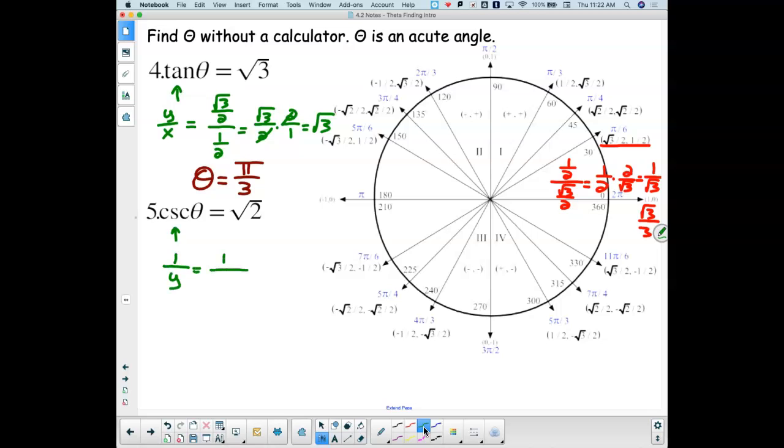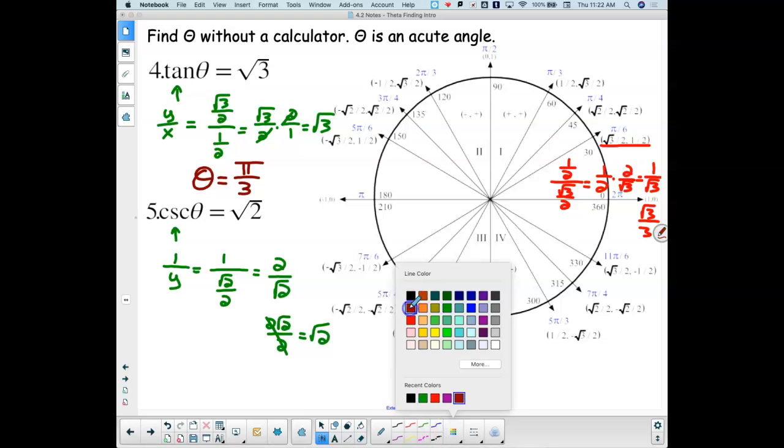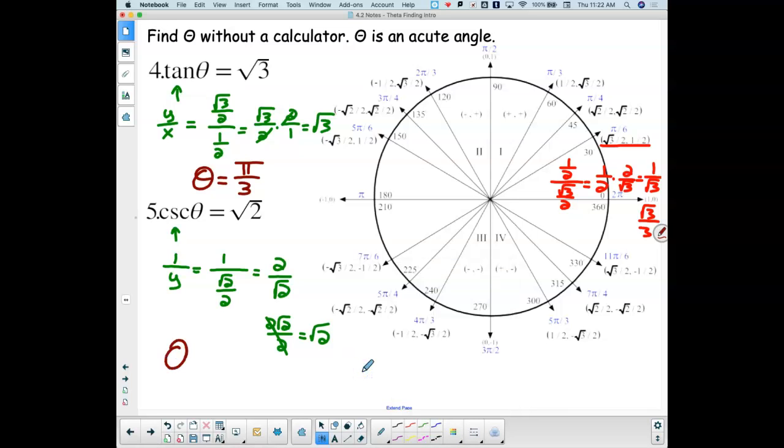Which is 1 over the square root of 2 over 2 if I use pi over 4, which is 2 over the square root of 2, which rationalizes to be 2 square roots of 2 over 2, which is the square root of 2. So, yep, this is pi over 4.